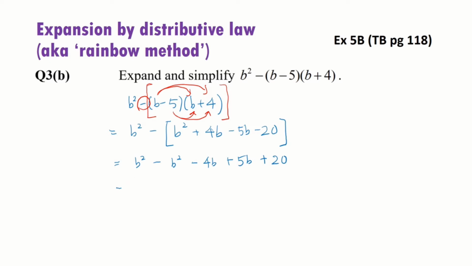Then now we will simplify. So b squared minus b squared is nothing, and minus 4b plus 5b, we are left with a positive 1b, and then the answer will be b plus 20.